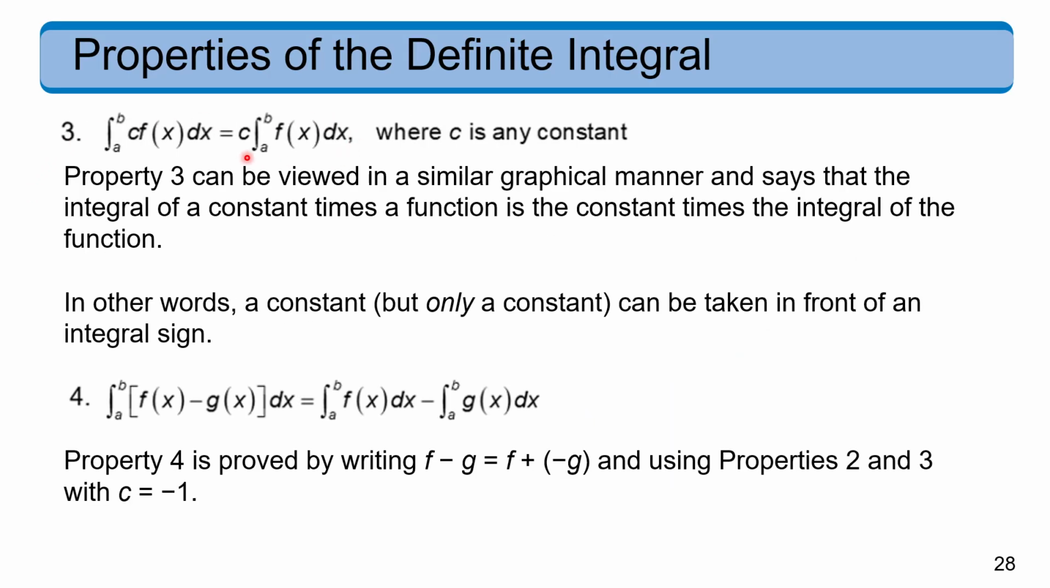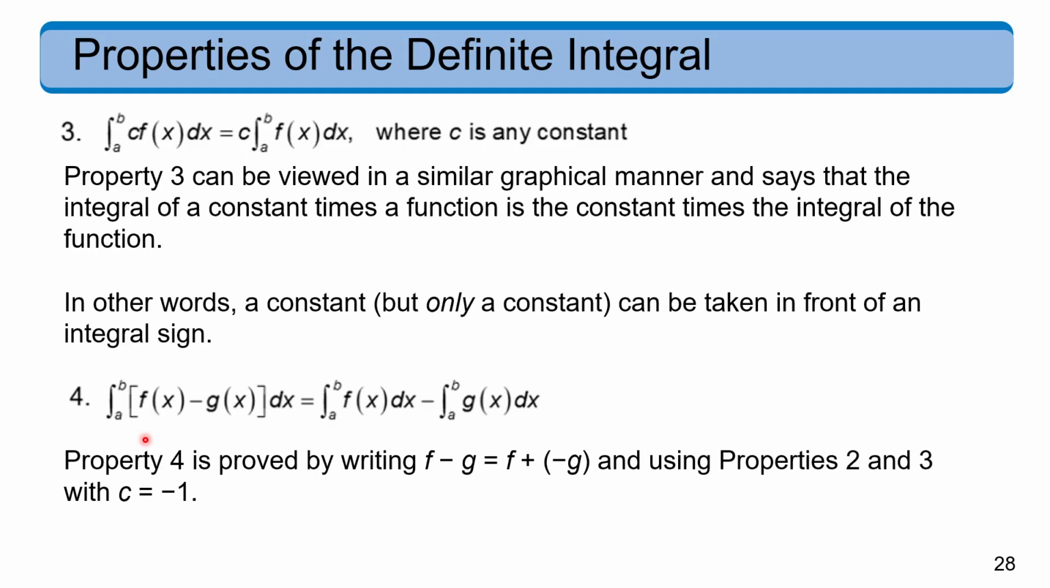Property 3 says that if you're integrating a constant times a function, you can pull that constant out in front of the integral sign. And you can give a similar graphical argument to the one we did for the property for the integral of a sum, so we're not going to go through that one now.